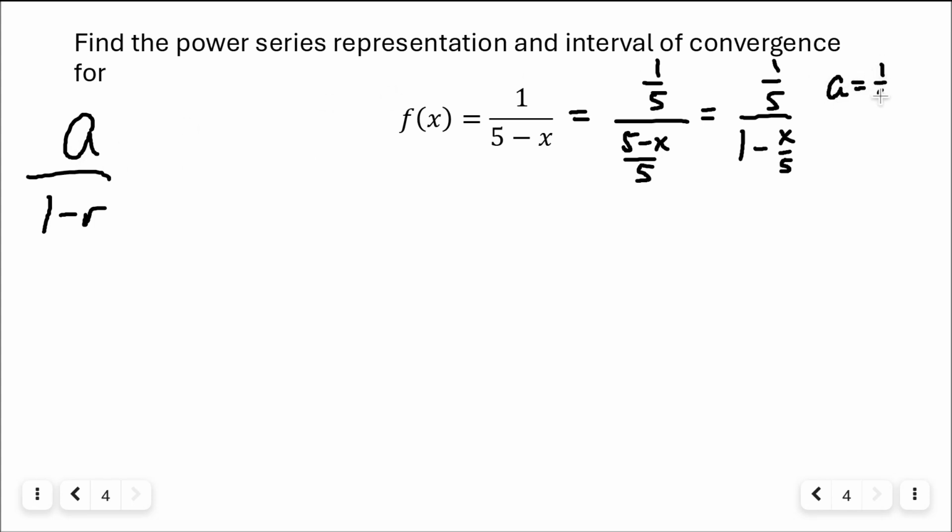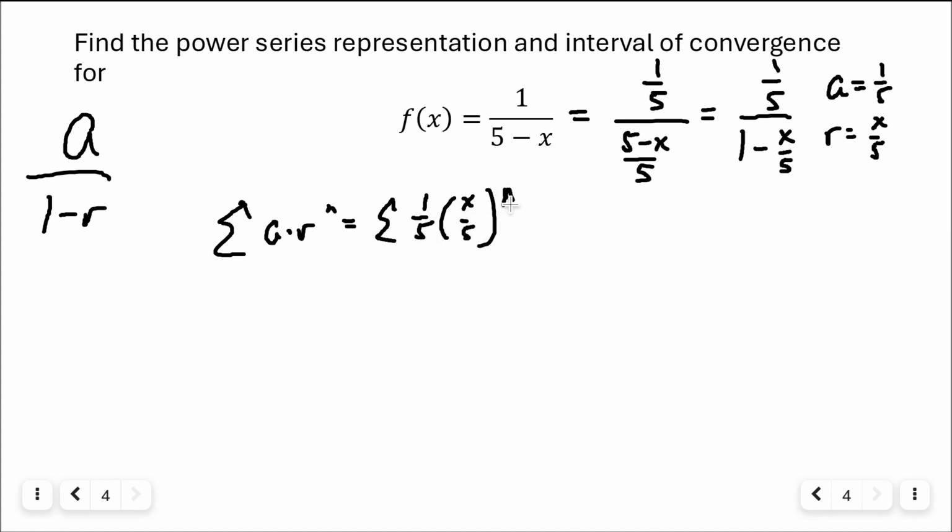A will be 1/5. R is x over 5. So I'm going to write this as the sum, a times r to the n, which is going to be the sum of 1/5 times x over 5 to the n power. All right, so now we're going to do a little bit of manipulation here so that we kind of clean it up a little bit. Sometimes you have to do this, sometimes you don't. So that's 1 over 5 times x to the n over 5 to the n. So that's the sum of x to the n over 5 to the n plus 1. Okay, that would be my sum there.